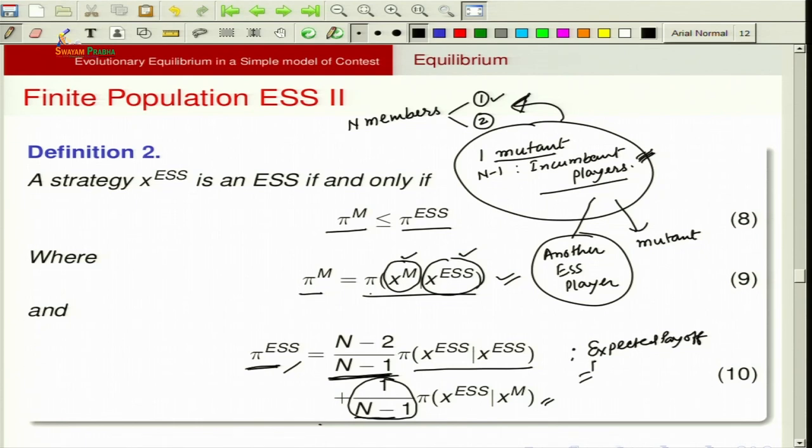the fitness, as we call it in evolutionary game theory, of the ESS player. Again, although we have already discussed it, the ESS player can be paired either with another ESS player or with the mutant. So, both things we have to consider. This happens with this probability, and that happens with that probability. So, this is what we have written.